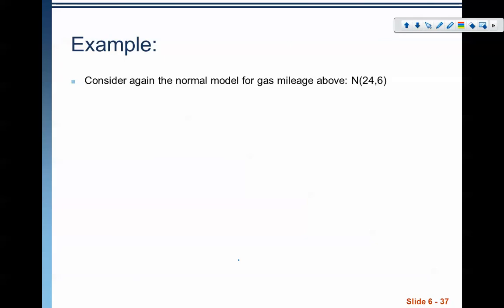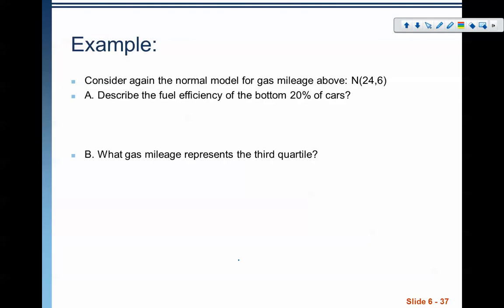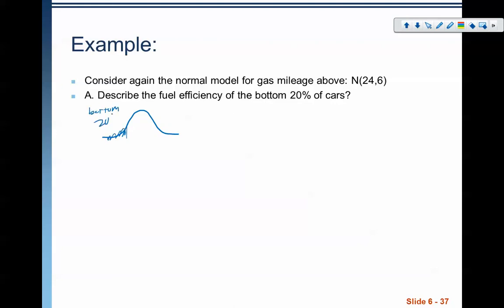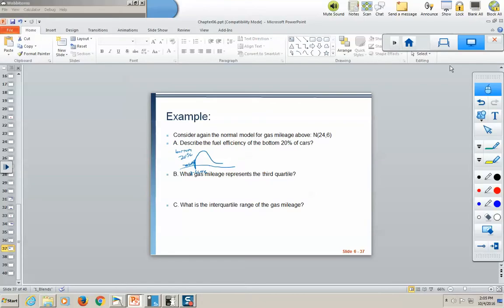Let's look at an example. So again, normal model for gas mileage. The mean is 24, the standard deviation is 6. Describe the fuel efficiency of the bottom 20% of cars. So again, I'm looking at the bottom 20%, which is going to be around here somewhere, right? Bottom 20%. And what I'm looking for is the z-score associated with that particular thing. And again, we're going to go back to technology to check this out. So let's go back to our calculator.